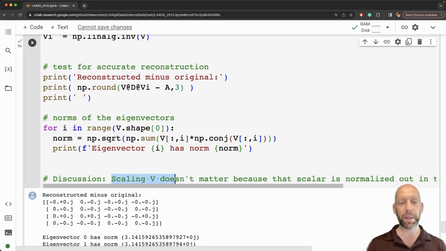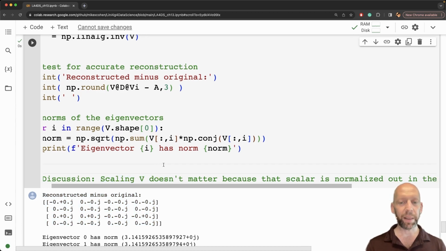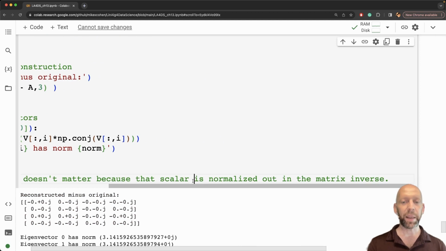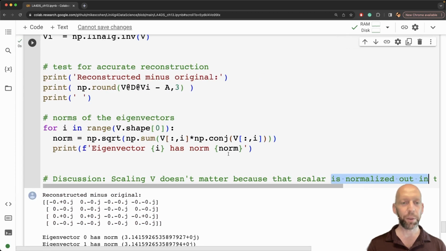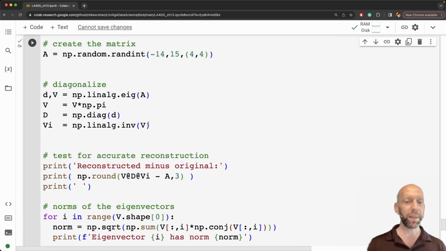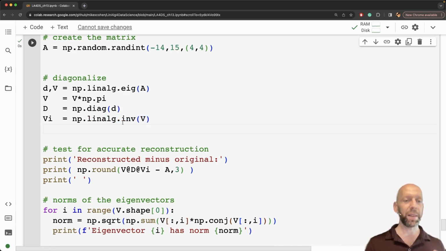And the answer is here in the comments. So the scaling doesn't matter because the scaling is normalized out in the matrix inverse. So that is to say, here we're multiplying by pi, but effectively here we are dividing by pi. So it works itself out. So what this means is that the eigenvectors can have any arbitrary magnitude they want. We can still reconstruct the matrix perfectly if we are following this diagonalization formula.